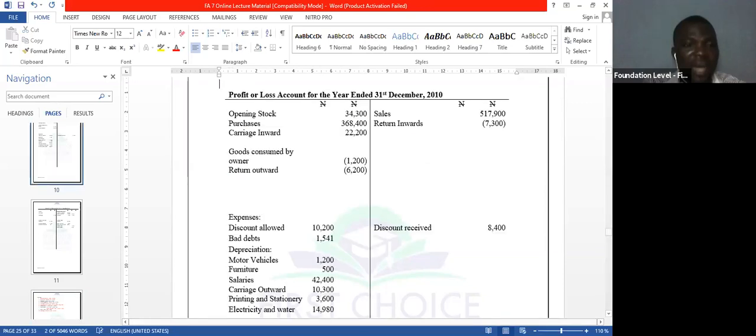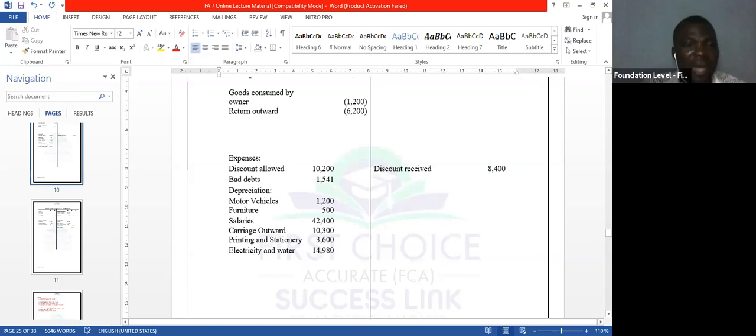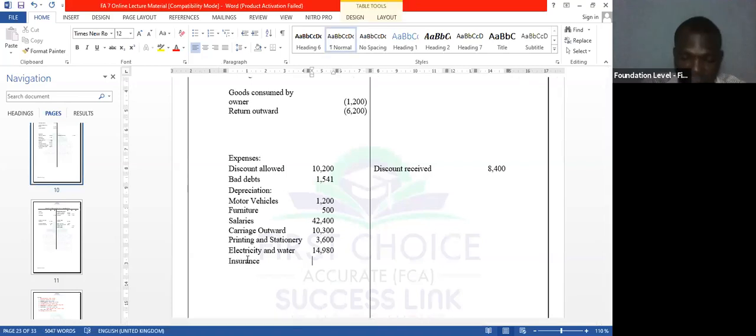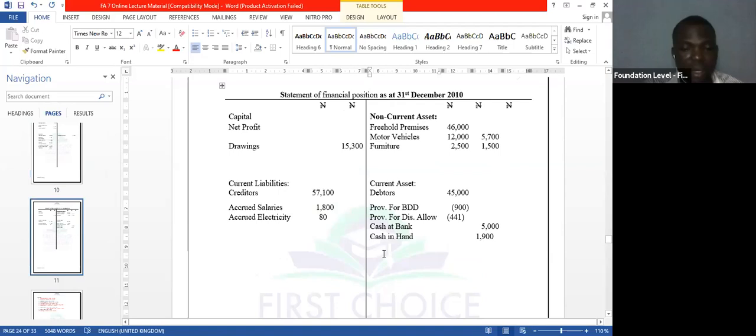So insurance. What is the amount for insurance? The amount on insurance on our trial balance is 6,800. So 6,800 minus 400 is 6,400. The second leg, which is the adjustment that we have made on insurance, will be reflected under our current asset as insurance prepaid, which is 400.